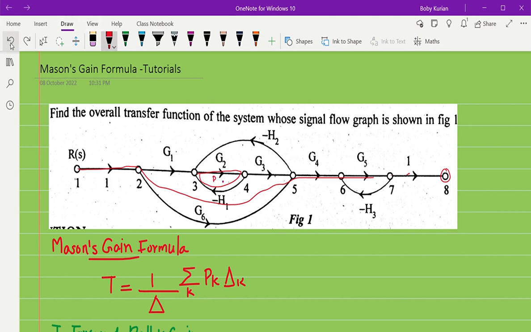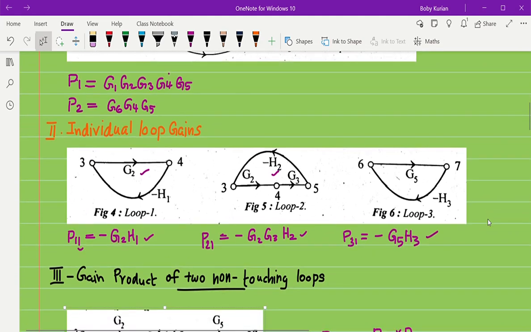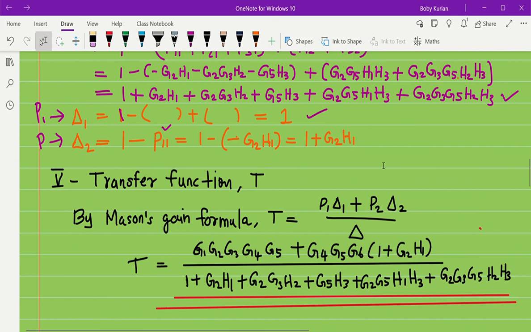We cannot see any other loop here, nor any two non-touching loops. So there is only one single loop which is not touching the second forward path, and based on that we have to find delta 2. So delta 2 will be 1 minus the individual loop P11. That is equal to 1 minus, what is the gain of P11? That is minus G2H1. So minus into minus will be plus, so 1 plus G2H1.